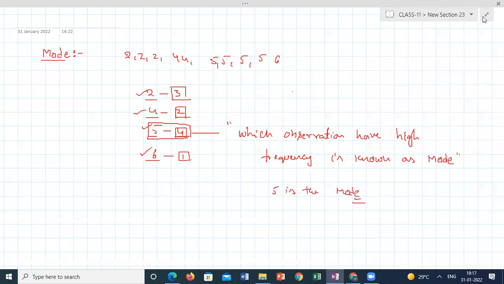Now we have to know how to calculate the mode for grouped data. That means if I give a tabular column, how to calculate the mode? It's very simple. We have a formula. There is not much discussion about this. There are no different methods; there is only one method for mode and median.